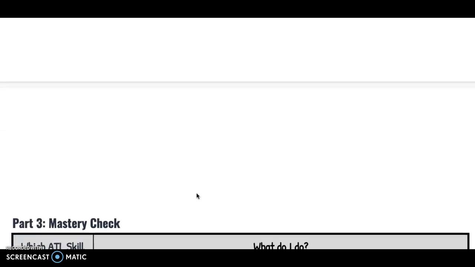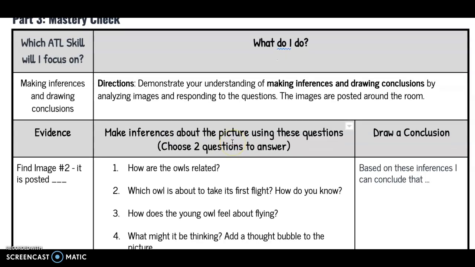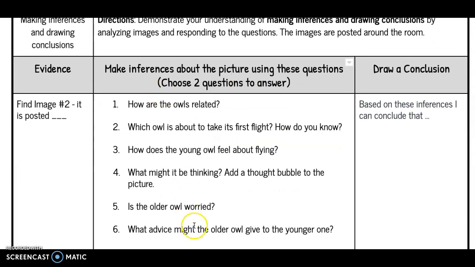The mastery check for this lesson is very similar to the practice. We'll have the same ATL skill and the same directions. Demonstrate your understanding of making inferences and drawing conclusions by analyzing images and responding to the questions. Again, you'll find the evidence where your teacher has posted it. It is another image. You'll again make inferences about that picture using these questions here. Again, you'll choose 2. And finally, you will draw a conclusion that is similar to the practice.